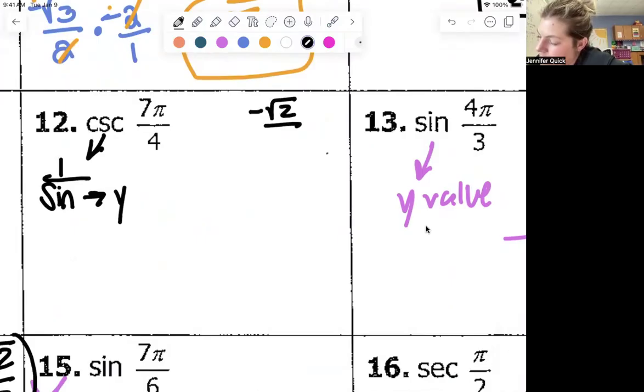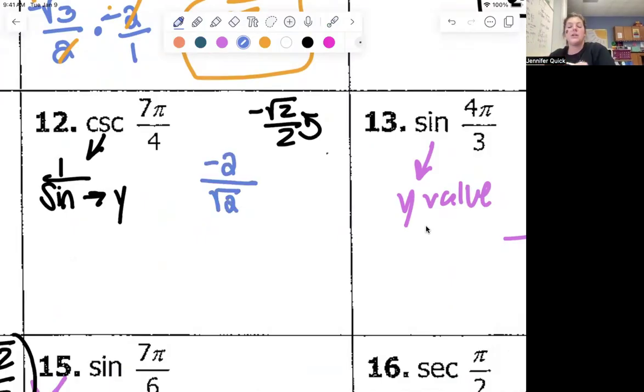Negative square root 2 over 2. Now I'm going to flip it. So here's where the stuff gets weird. You could absolutely not leave your answer like that. You cannot have a radical on the bottom. You learned that in math too.